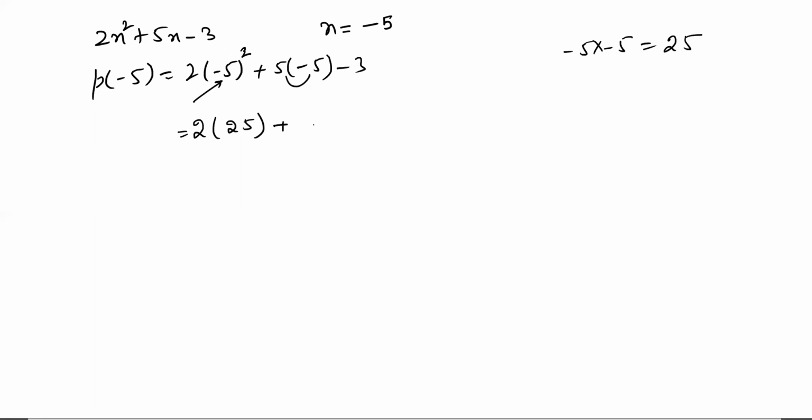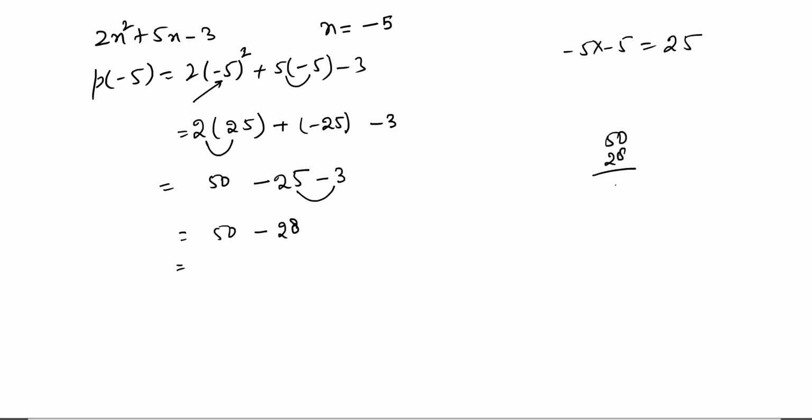Then what will you get? 5 into minus 5, you will get minus 25. And then minus 3. Then you will get 50, then plus minus minus, and then minus 3. When you add this, you will get minus 28. And when 50 minus 28 is subtracted, what will you get? 22.